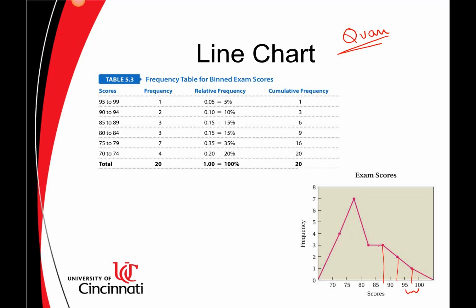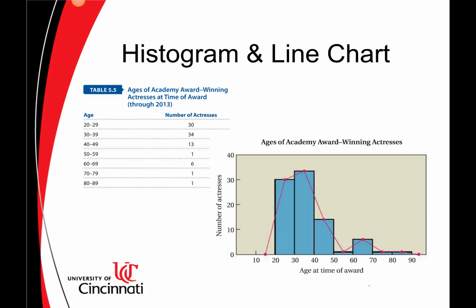The 85 to 90, so if you're doing a line chart, and you have binned data, whatever that interval is, you put the dot in the middle, not on one end of the interval or the other. Does that make sense? Sometimes what will also happen is you'll have both the histogram and the line chart on the same graph.